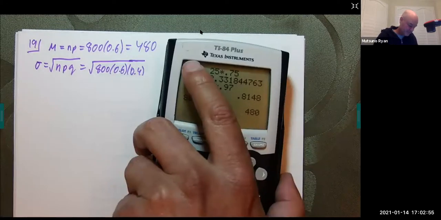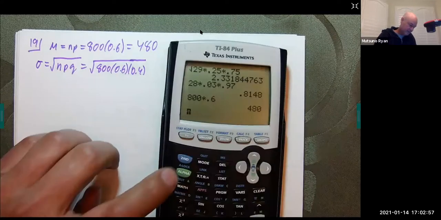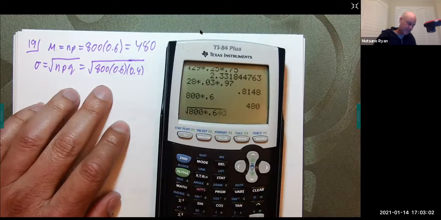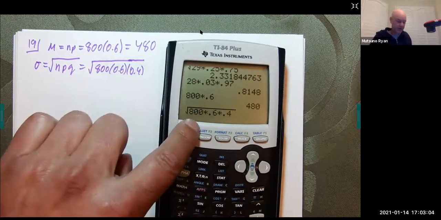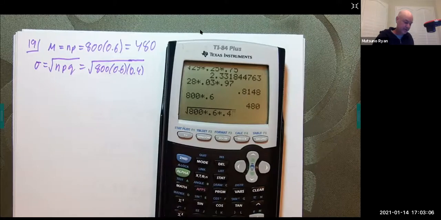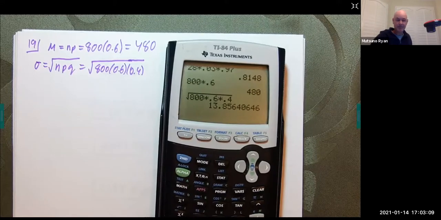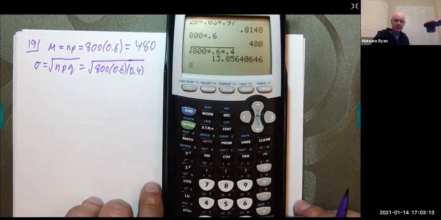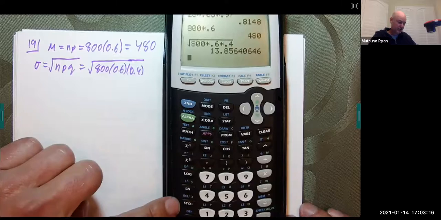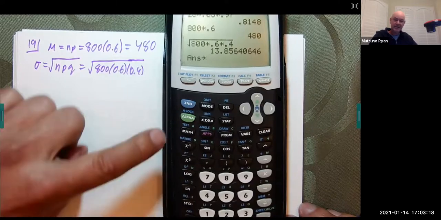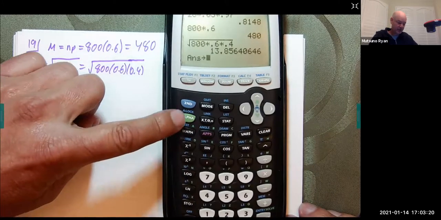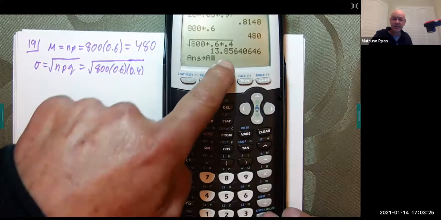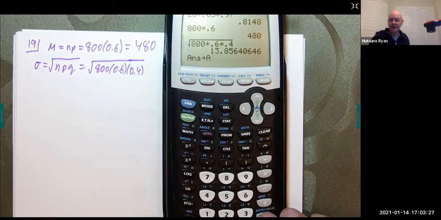So I'm going to go square root of 800 times 0.6 times 0.4. Make sure you might need to use parentheses with your calculator. This is going to give me a funky number. Now I'm going to use my memories here. I'm going to store this number as the letter A, alpha A, because it's green. That way I get all those digits, I don't have to do any rounding, so I can get it as accurate as I can.